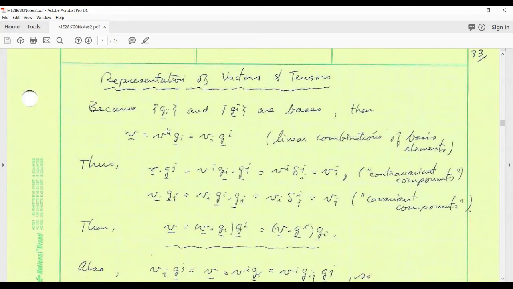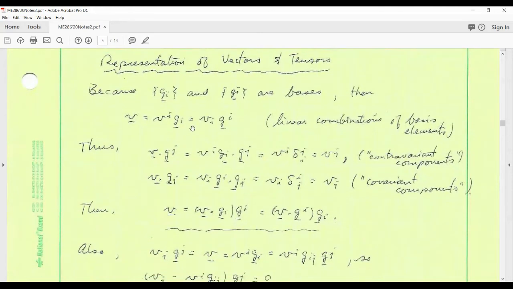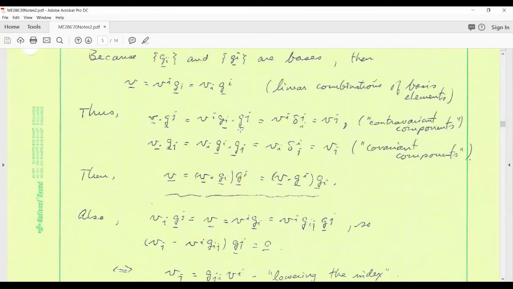So far, all these coefficients, v super i and v sub i, are just the coefficients in the two linear combinations. And we would call these the components of the vector v in the natural basis, and these would be other different components of the same vector in this different basis, the dual basis. We can quickly relate these components to each other.